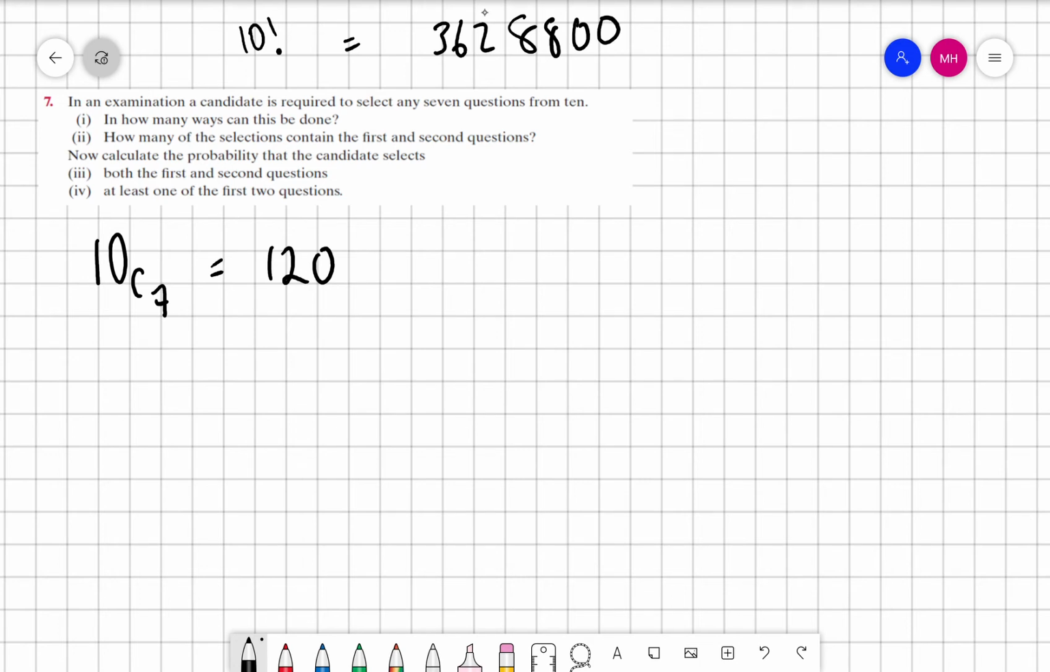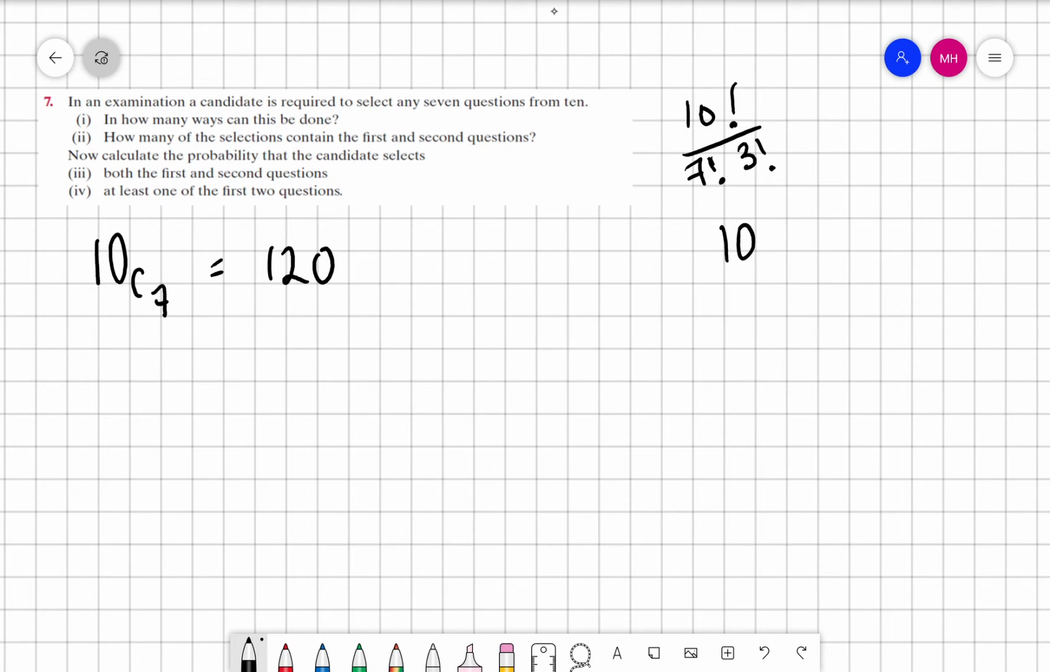Now when you press this 10C7 button, what your calculator is actually doing is putting in 10 factorial, and then dividing by 7 factorial and 3 factorial. When you use your P button, 10P7, it would just be saying 10 factorial divided by 3 factorial.